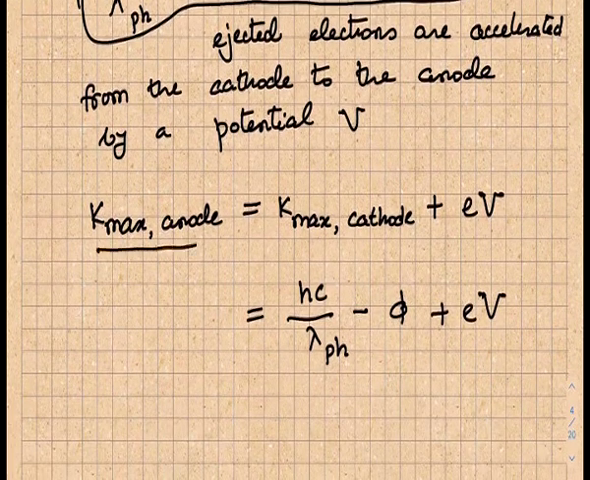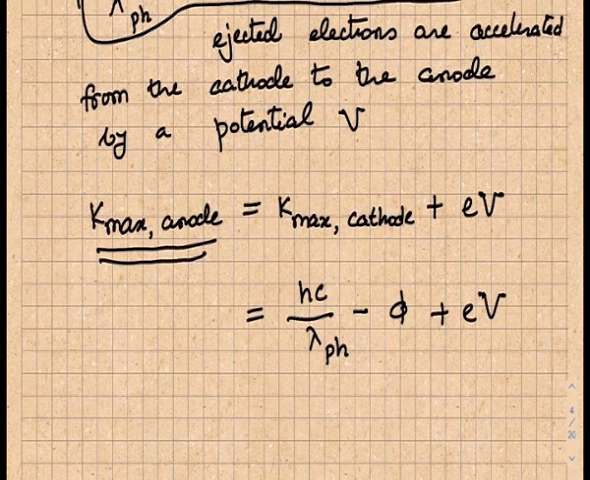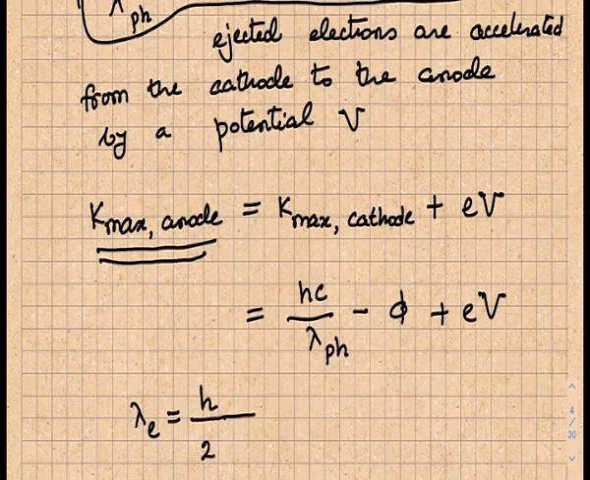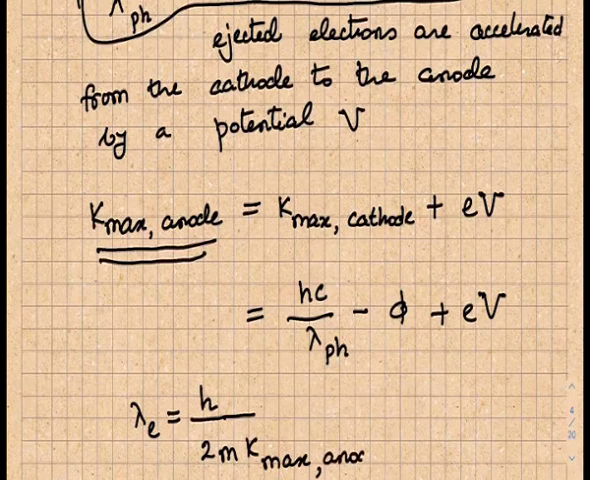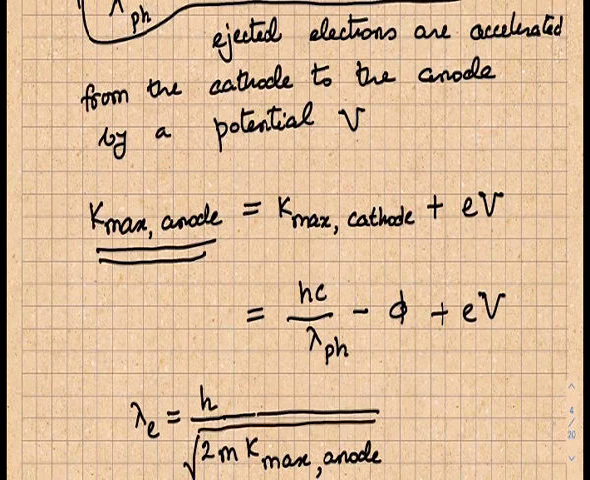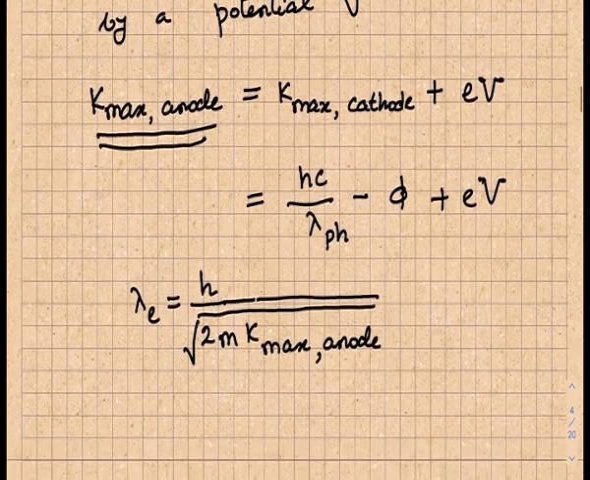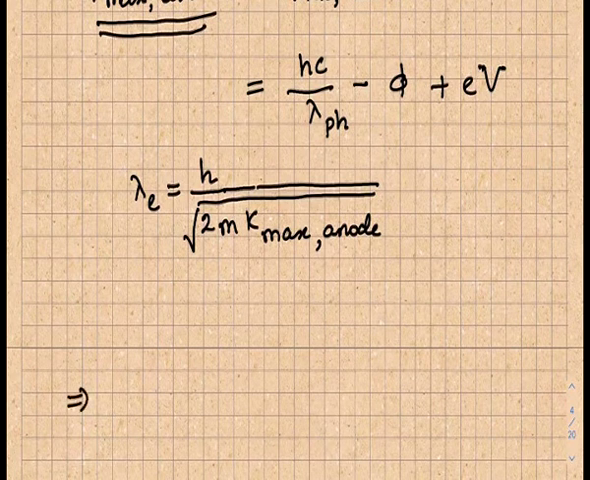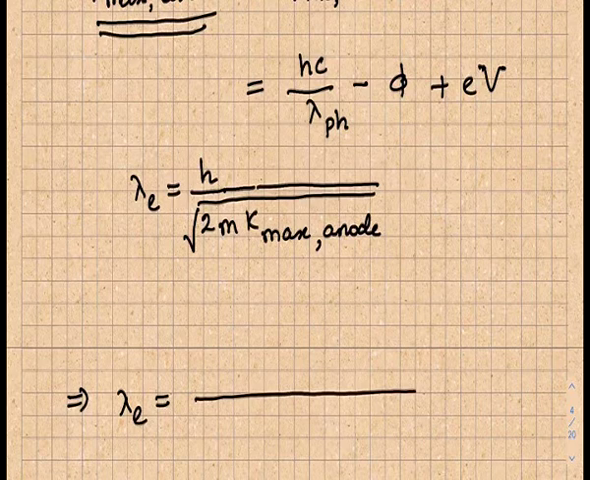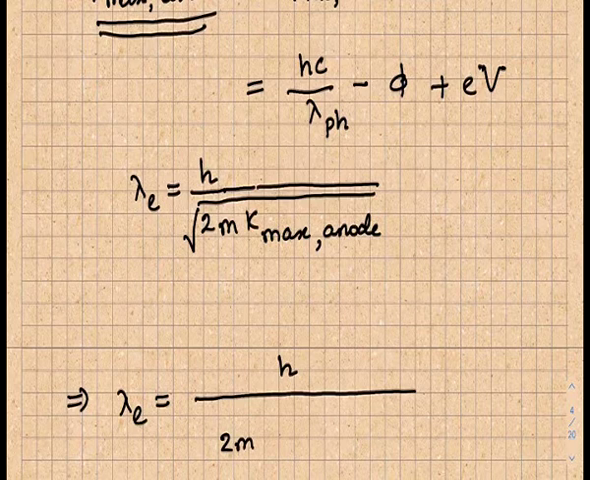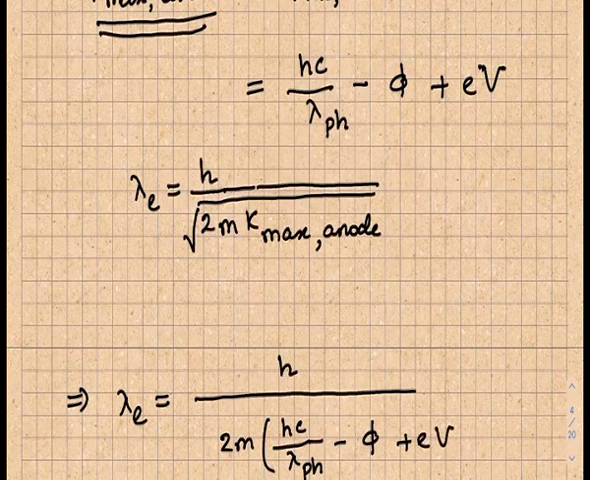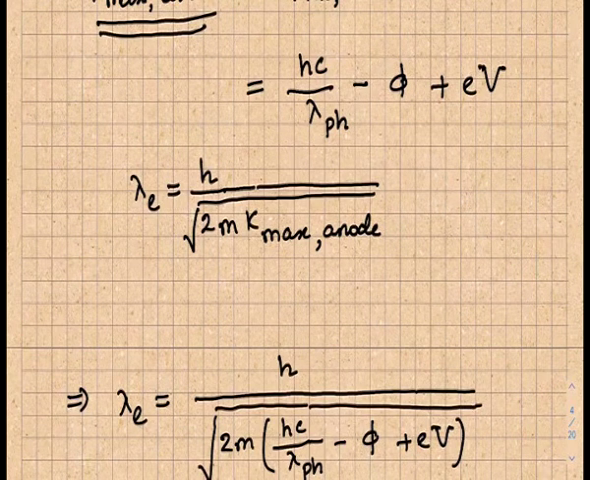Now this is the kinetic energy of the electron at the anode, and I know that the de Broglie wavelength of the electron is h by p, which is basically, I can write it as h over the square root of twice m times the kinetic energy. It's simple to understand, that is your kinetic energy at the anode. This is the de Broglie wavelength of the electron reaching the anode. So then I can write lambda e is equal to h divided by the square root of twice m times hc by lambda PH minus phi plus eV. Okay, I have to put the square root as well. So this is what I have.